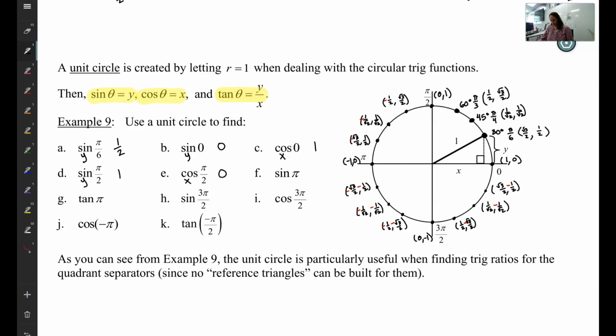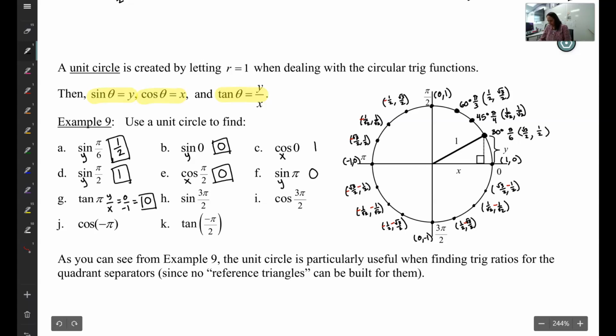Sine of pi, so I go to my pi. Sine is my y value, so my y value at pi is 0. Now tangent of pi. Tangent is y over x. So I'm going to go to pi. My y value is 0. X value is -1. 0 divided by -1 is 0. Box all these just because it makes me feel more orderly.